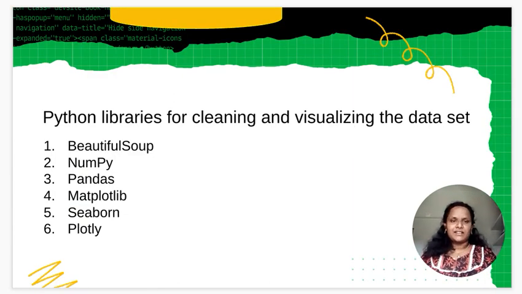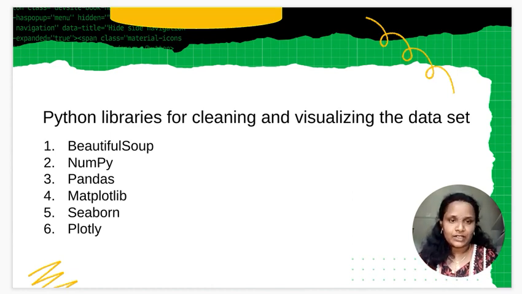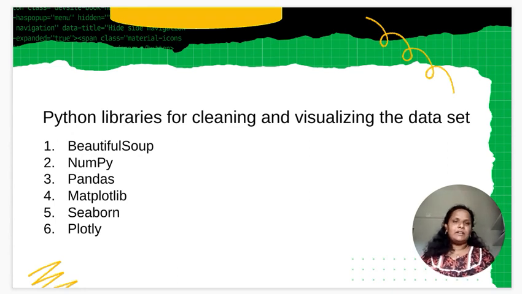So these are a few packages which are available. Beautiful Soup is for crawling websites and getting the data, and NumPy and Pandas go with the cleaning part. Pandas mostly goes with the cleaning part, and NumPy is a bit more for statistical kind of work. Matplotlib, Seaborn and Plotly are the visualization packages where you can make graphs and all.